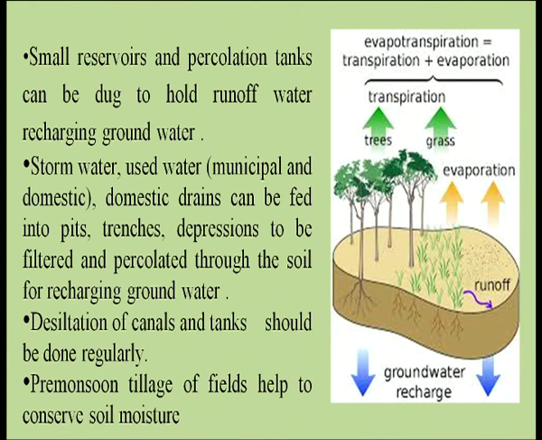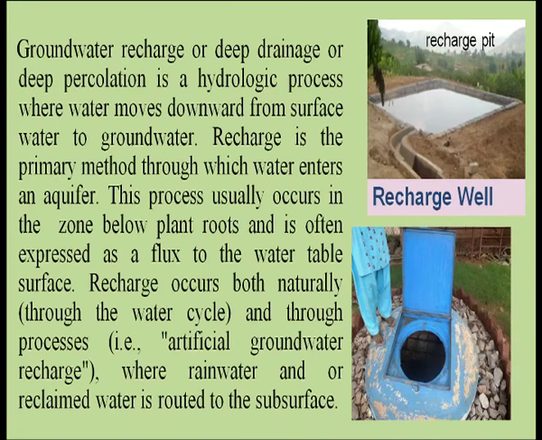Desiltation of canals and tanks should be done regularly, that also allows faster percolation, and pre-monsoon tillage of the crop fields helps in conserving soil moisture. Groundwater recharge or deep drainage or deep percolation is a hydrological process where water moves downward from the surface to the groundwater. On the right side of your screen are the two ways which normally are used for recharging our groundwater. One is a large pit that is dug, and the other one is in the residential areas. The pits are sunk so that the water drains off through it to the underground levels.